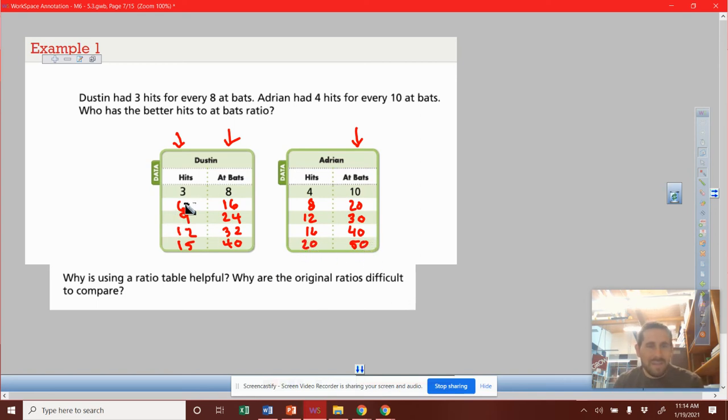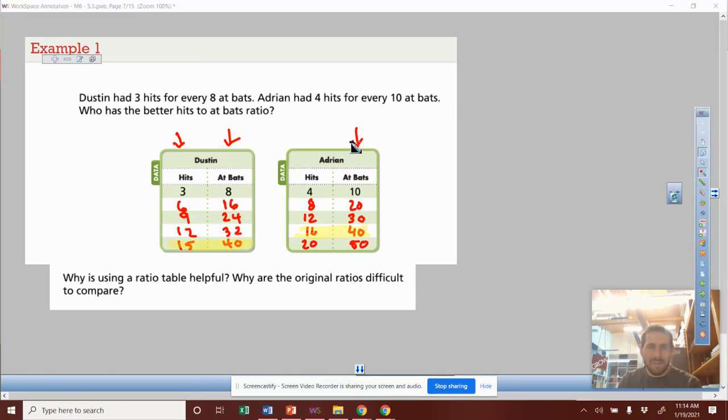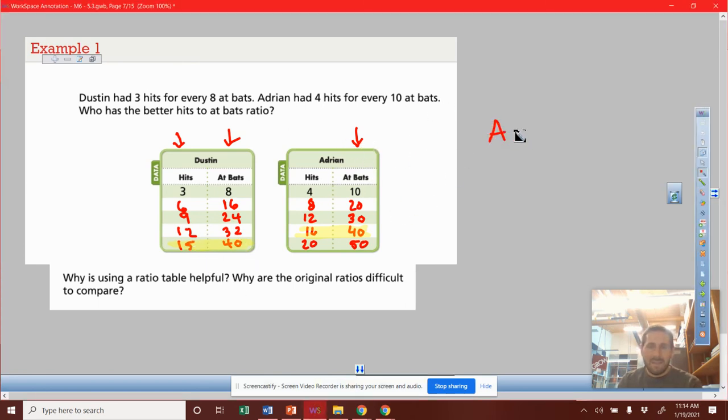So now do you see any numbers that are duplicates and need to be in the same column? Hopefully we see here, when they have 40 at bats, Adrian will hit the ball 16 times and be safe. When Dustin gets 40 at bats, he'll hit the ball 15 times and get safe. So what we are seeing is Adrian's more likely to get on base.